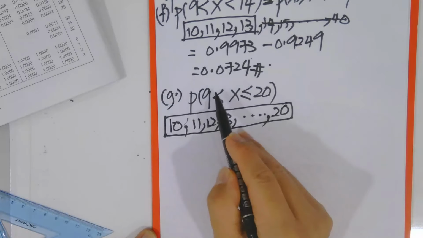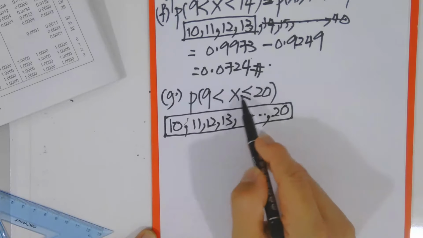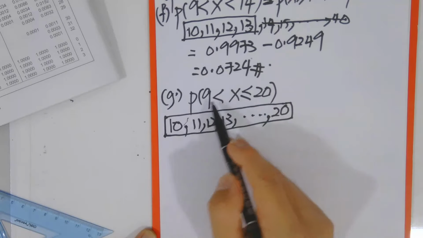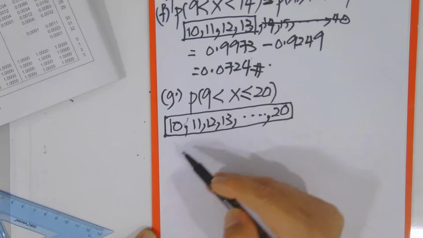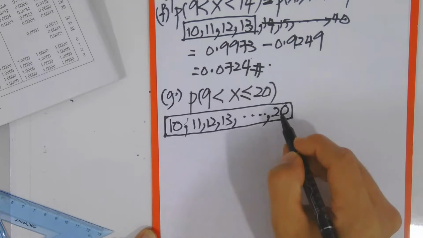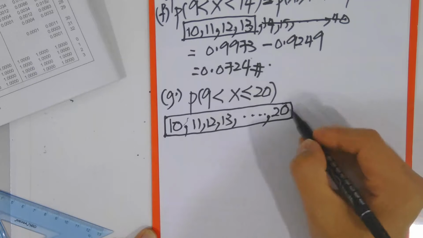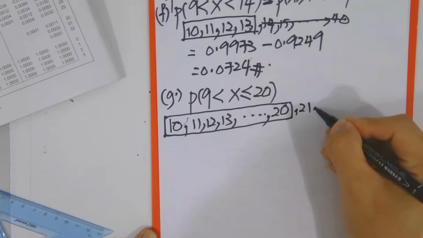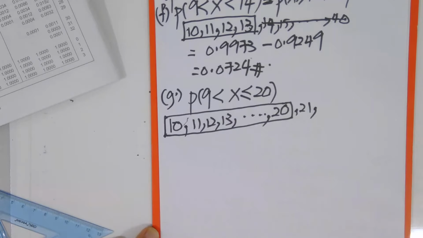The values required are from here, including 20, equal. That's why we put 20 here. But we never put 9. Cannot be 9. So it's 10 up to 20. But you know that we only want 10 up to 20, and above here there are still values, up to 40, right? Up to 40.